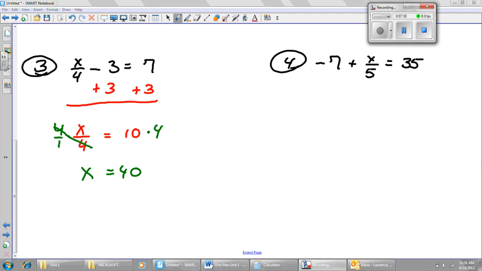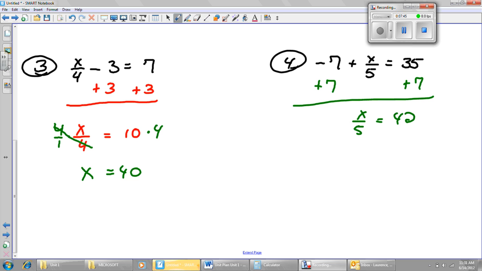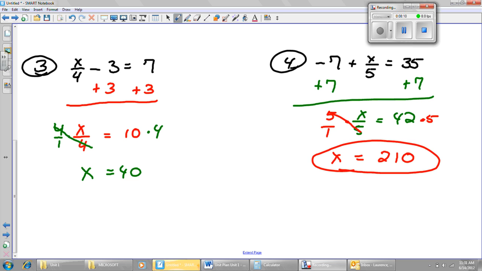Okay, and problem number 4. Again, I'm going to get rid of the negative 7 first. This time I'll add 7. Oops, not add 4. I will add 7 to both sides. And I'll end up with x over 5 equals 42. And to undo the division, I am going to multiply. I multiply by 5 over 1 on one side, by 5 on the other side. Remember, 5 over 1 and 5 are the same number. I don't have a fraction on the right-hand side, so I didn't use a fraction. All right, I'll get x, and I believe this is going to turn out to be 210. By the way, you could check your answers by substituting x back into the original problem.